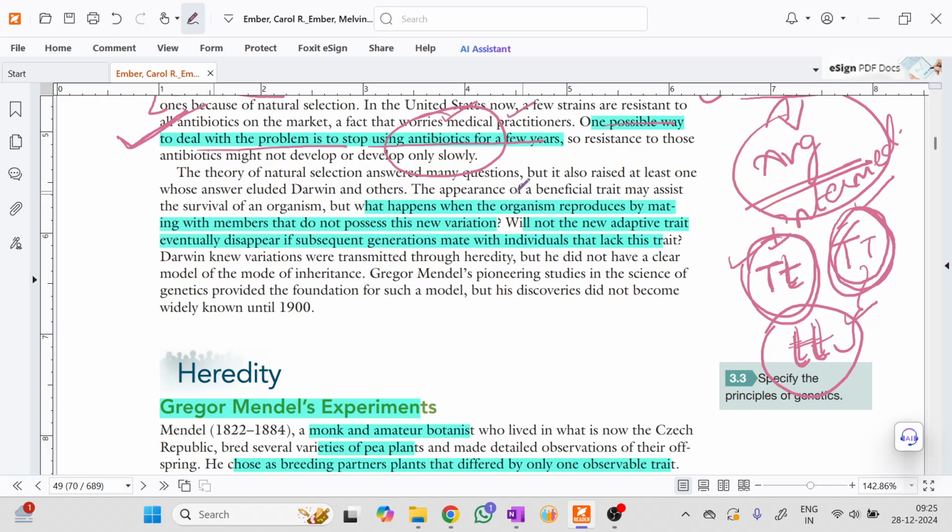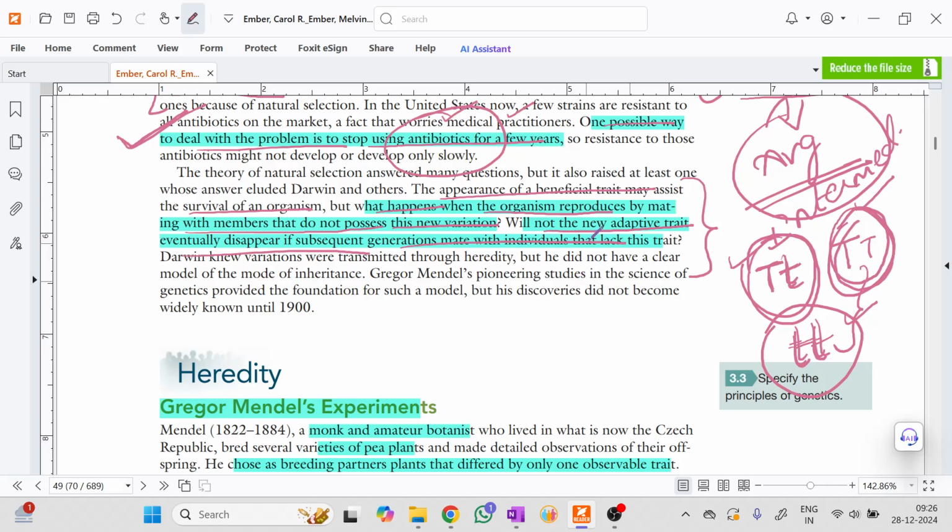Then the appearance of a beneficial trait may assist the survival of an organism. But what happens when the organism reproduces by mating with members that do not possess this variation? So will the new adaptive traits eventually disappear if subsequent generations mate with individuals that lack this trait?